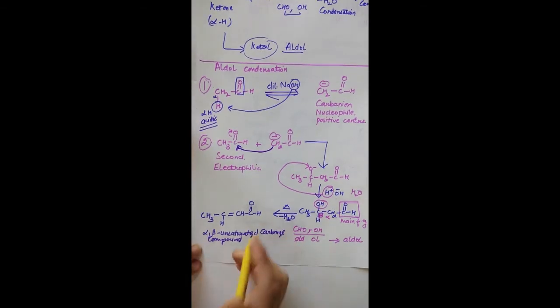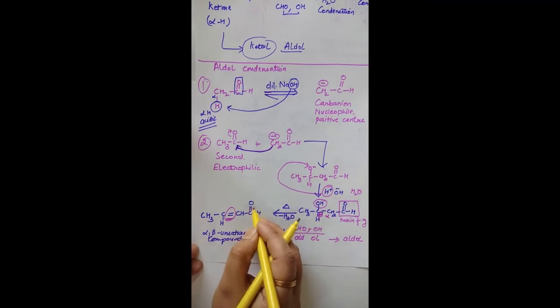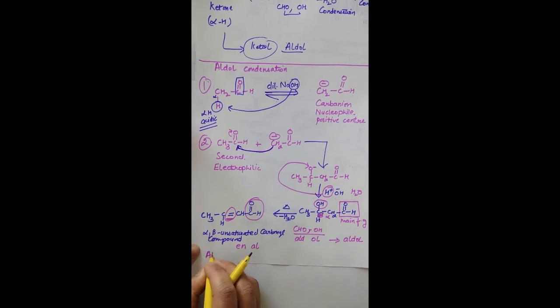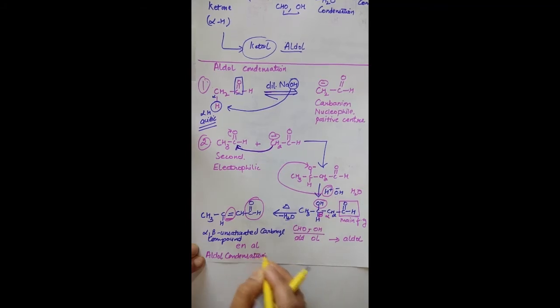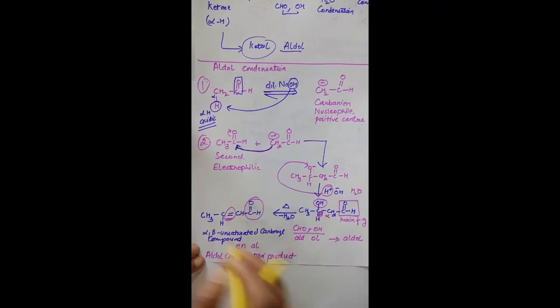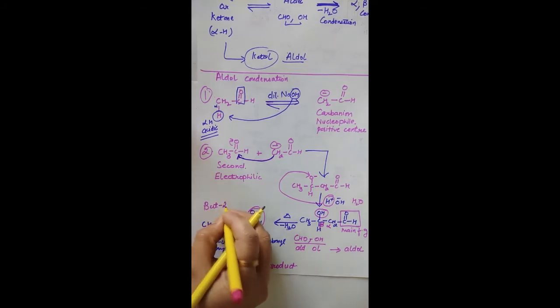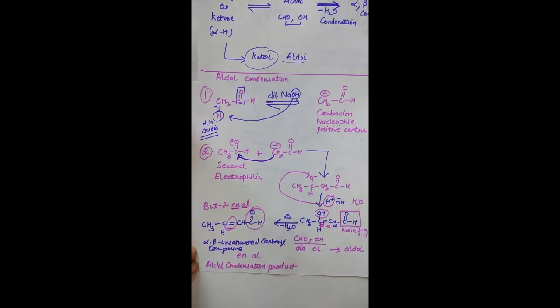And because you have here one alkene group and you have an aldehyde group, we also call it ene for alkene and al for aldehyde. So this is your aldol condensation product, and you can name it as but. 4 carbons are there, so it is but-2-ene-al. Ene for alkene, al for aldehyde.